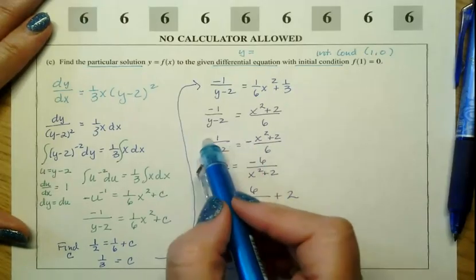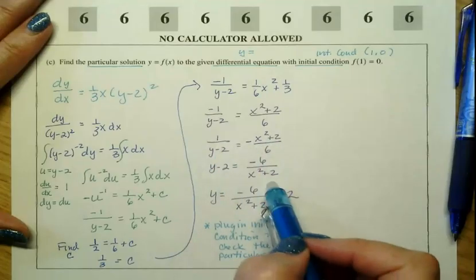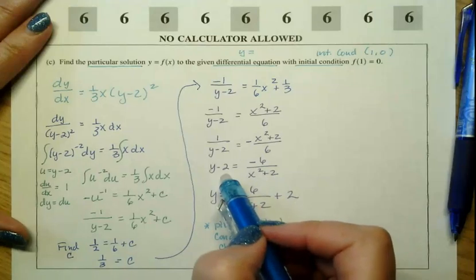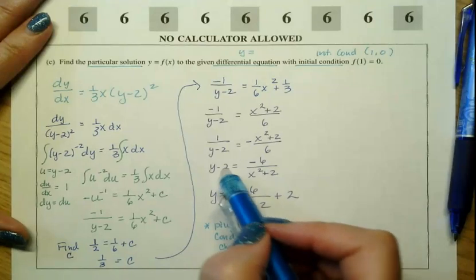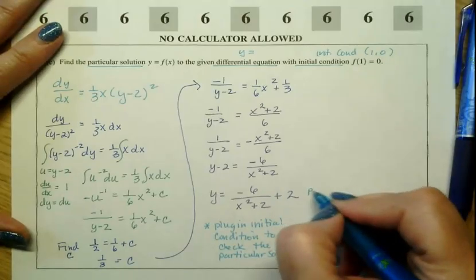And then now that I have it looking proportional, I can just turn each side upside down to get the y out of the bottom and outside of the fraction where I can solve for it. So then I just move the 2 to the other side. And this is my particular solution.